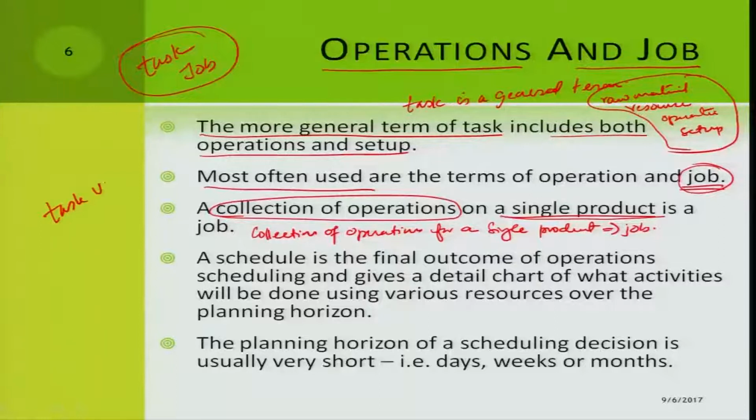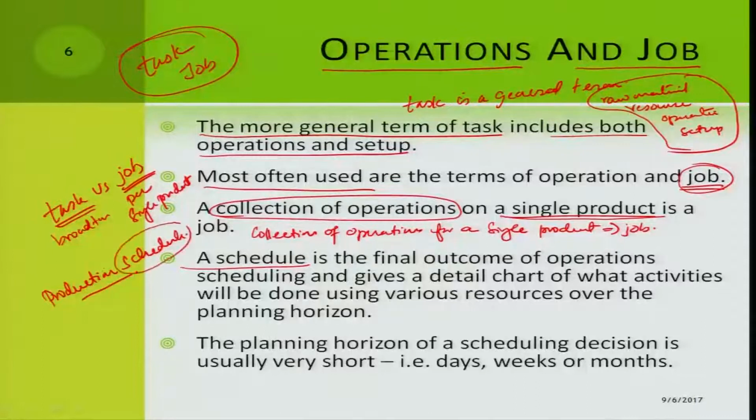So task versus job: a task is a broad term, while a job is per single product, a collection of operations. When you have a task and a job, then we talk about the term called a schedule. Some people call this a production schedule also. Let's not worry about production schedule for the time being. Let's just talk about the term schedule. A schedule is the final outcome of operation scheduling.